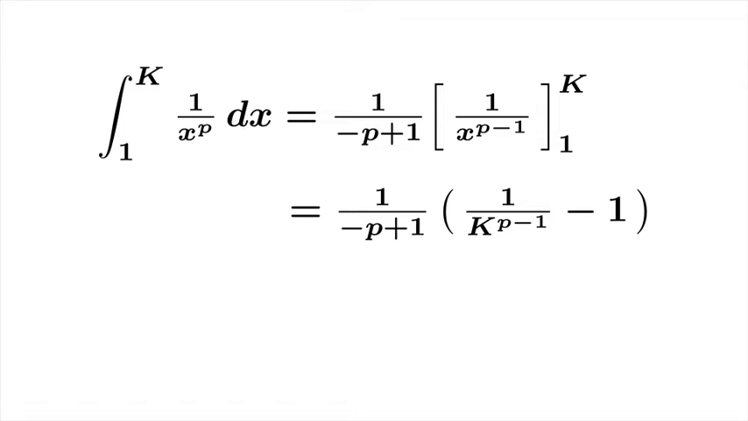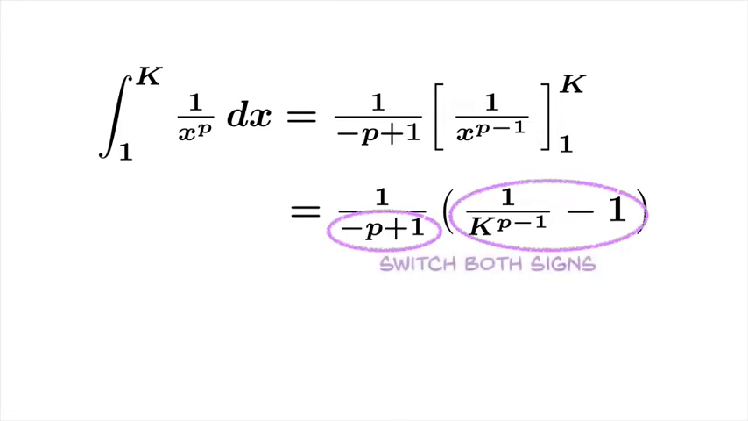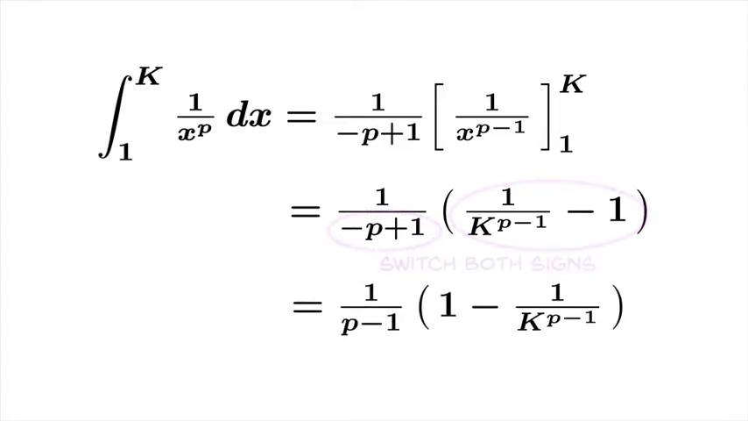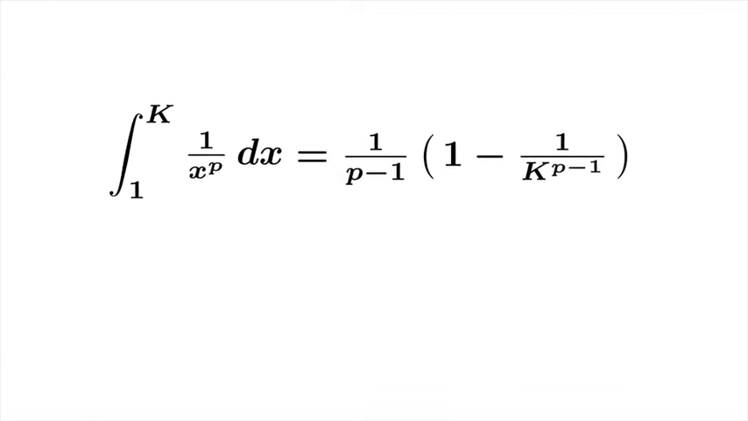Now, we're going to clean this up a little bit. These two terms, we're going to switch the signs of both by just pulling this stunt here. So now we've changed the sign of both of those terms. So this expression is still equal to the old expression, but we've just cleaned it up a little bit. And so now there's your formula for the definite integral on the interval from 1 to k.